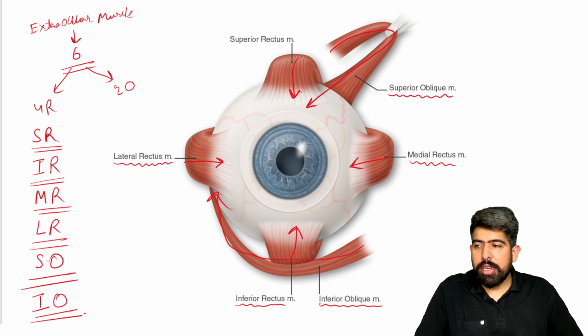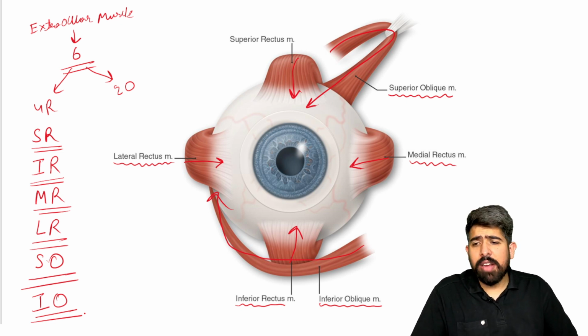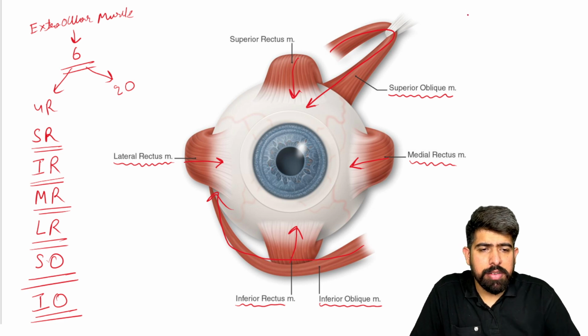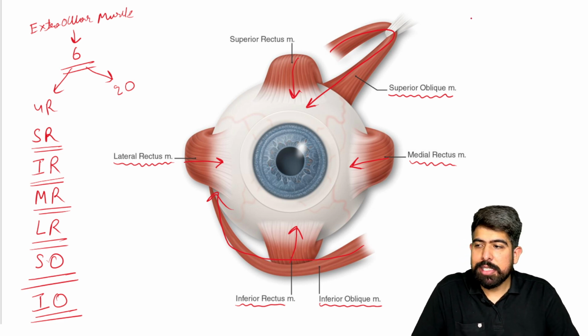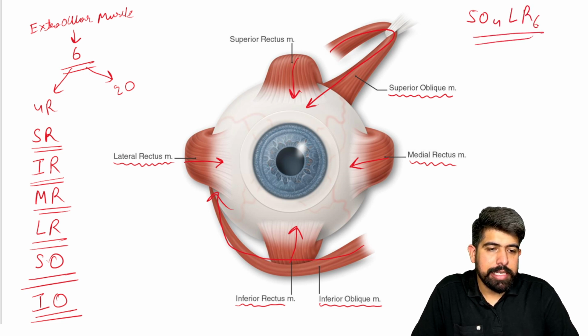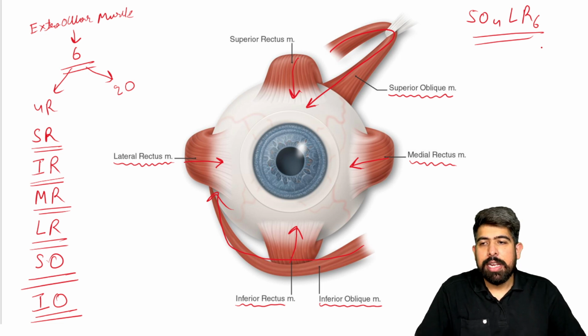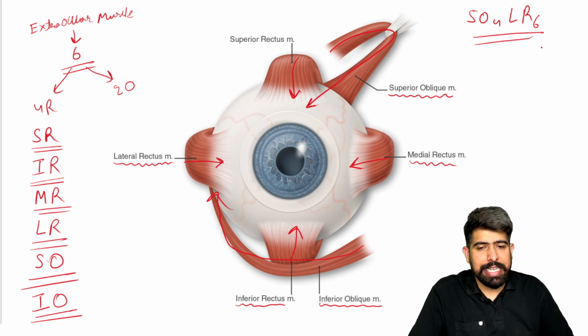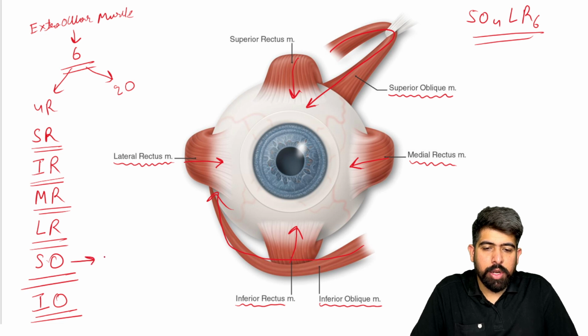With the names, I'm going to clear you about their nerve supply. Quite easy. To remember the nerve supply, you have to remember one mnemonic. What is your mnemonic, guys? My old students remember the mnemonic: SO4 LR6. What do you mean by SO4 LR6? Your superior oblique, SO, is supplied by your fourth cranial nerve, and your lateral rectus, LR, is supplied by your sixth cranial nerve.